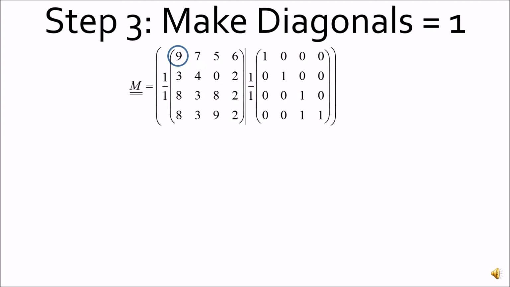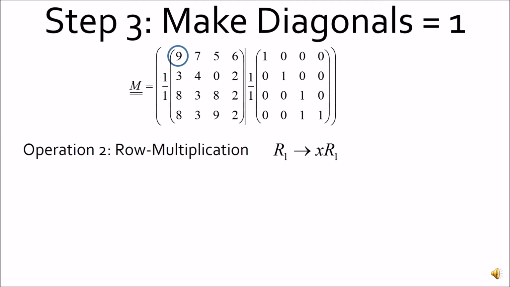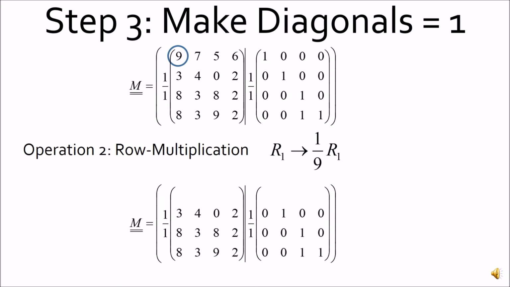So we start on the top left hand corner with this 9, we want to make that equal to 1. So we're going to use operation number 2, which is row multiplication. We need to multiply the first row by some factor labelled x to make this 9 equal to 1. We can do that with an equation: 9 times x equals 1, because that's what we desire. Rearrange, and of course you get x equals 1 over 9. So we're going to multiply row 1 by 1 over 9 and apply this row operation to the entire row.